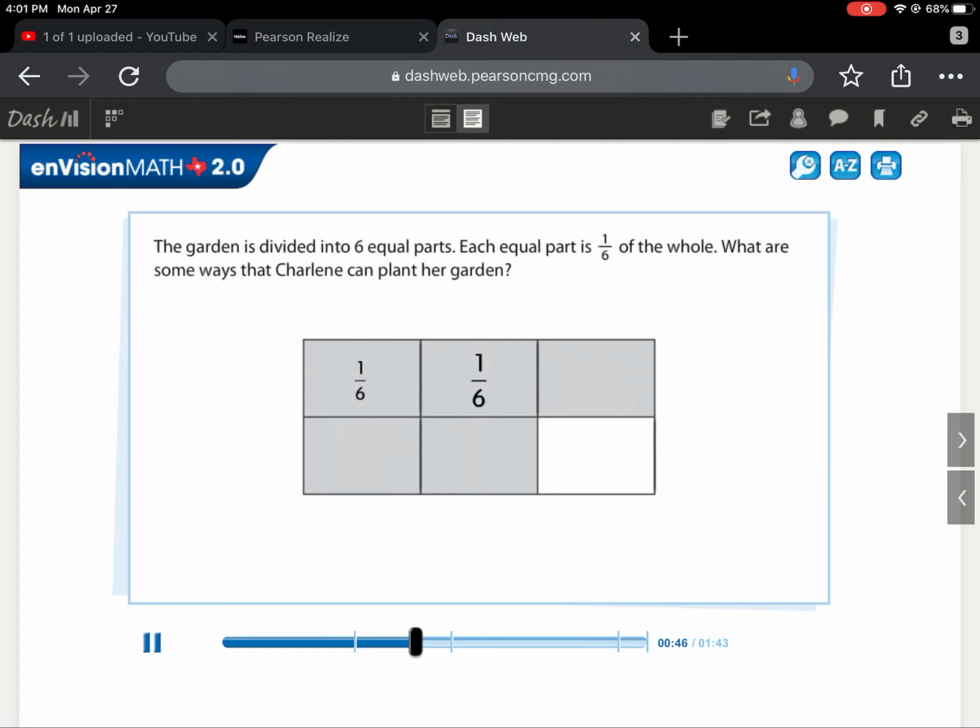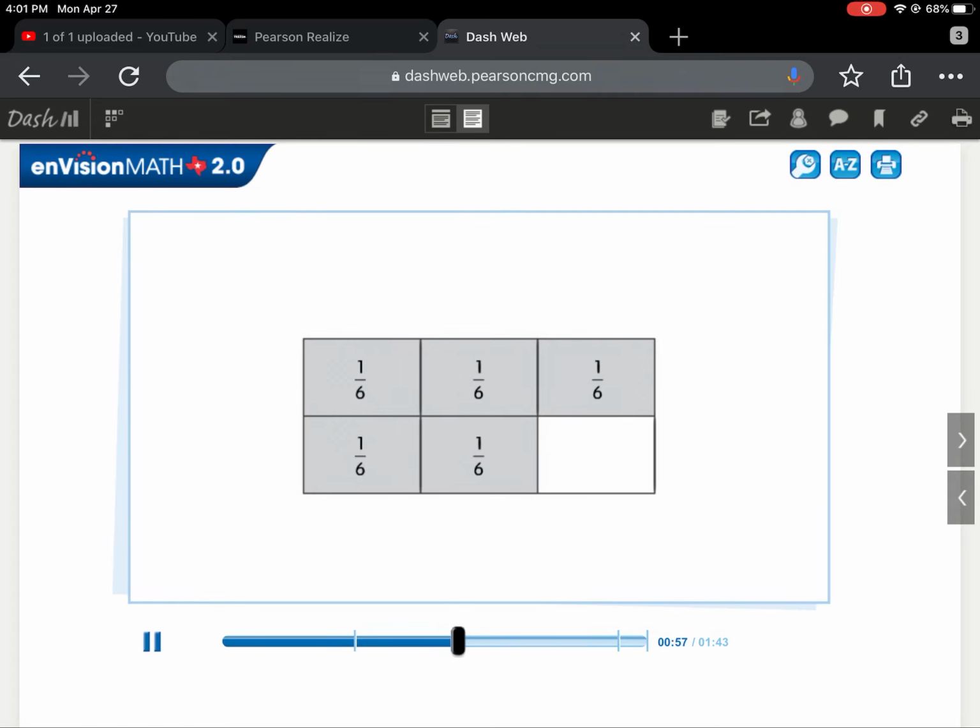The garden is divided into 6 equal parts. Each equal part is 1/6 of the whole. What are some ways that Charlene can plant her garden?